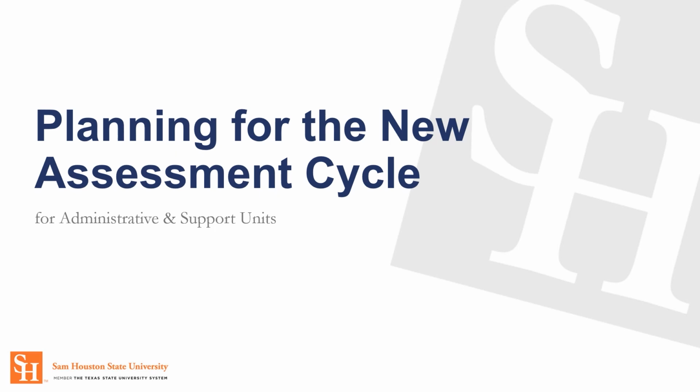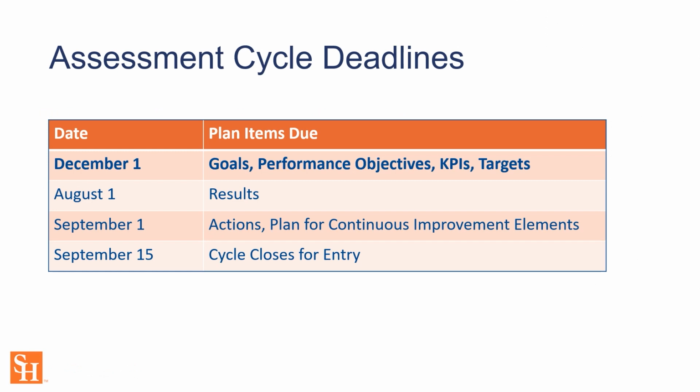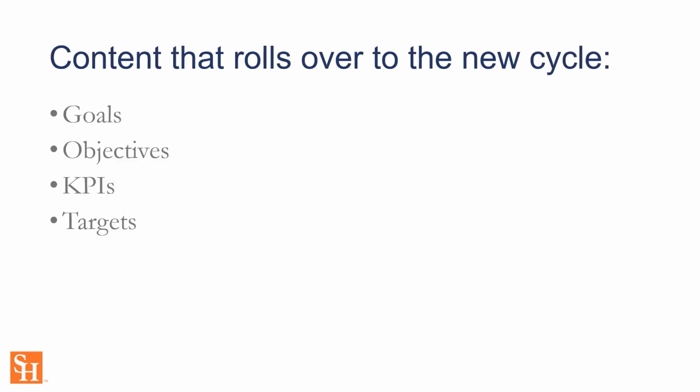This video will assist you as you begin planning for the assessment cycle. The cycle generally opens in mid-September with the first deadline on or around December 1st. When the cycle opens, the content of some items from existing plans are rolled forward to the next cycle. Those items are goals, objectives, KPIs, and targets.